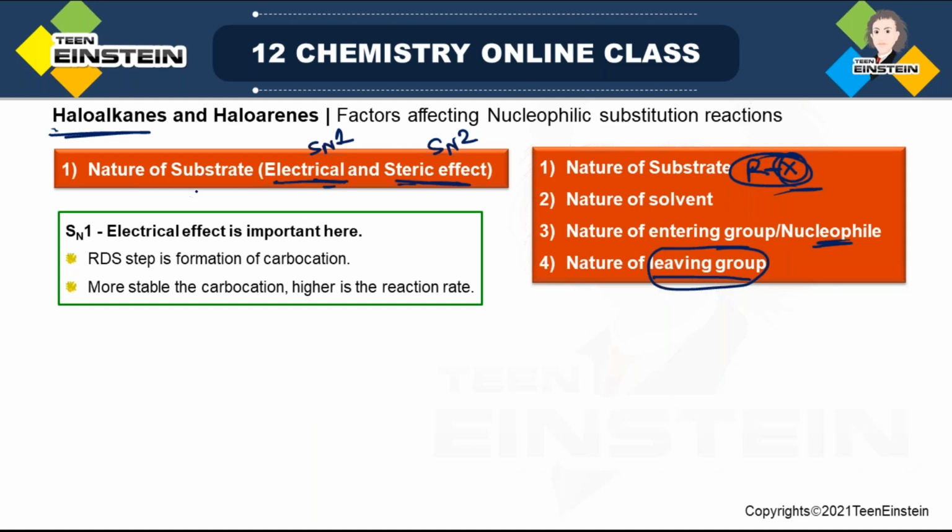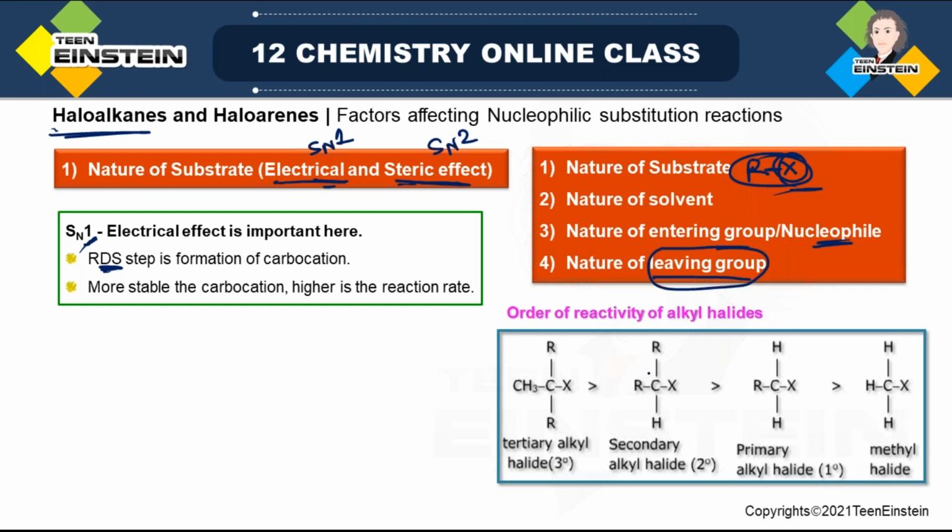So first we will see nature of substrate. What is it in case of SN1? So here electronic effect is important compared to steric effect. And the reason is the rate determining step is the formation of carbocation. So the more the stability of the carbocation, the better will be the overall reaction rate.